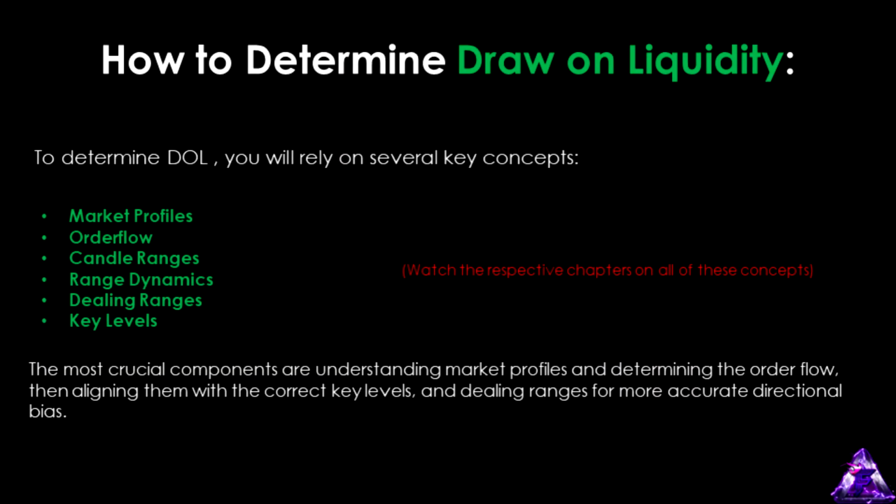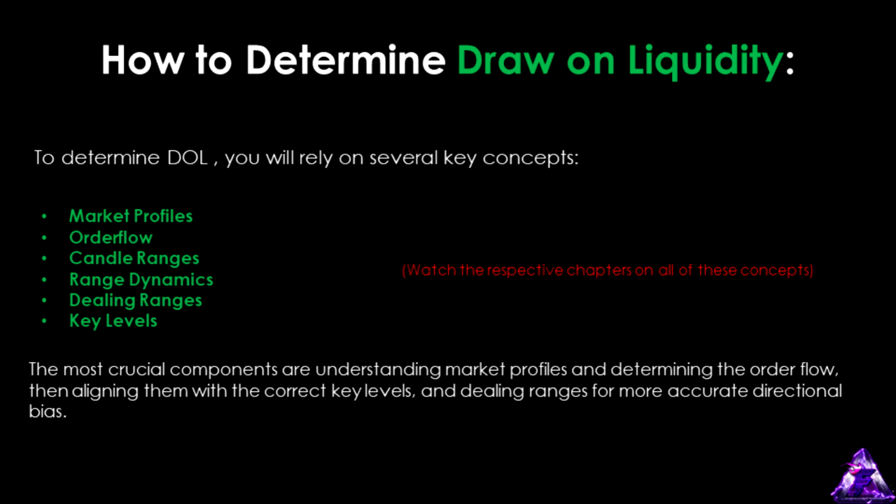Moving on to the next slide, we're going to discuss how to determine draw on liquidity. This is the most important part of the chapter. While we've already covered its intricacies, this section focuses on how to actually determine the different forms and types of liquidity, along with the concepts that assist in the process. Although the process might sound straightforward, there are several details and nuances involved, and you need to be aware of these to make informed decisions. This will help you anticipate and determine both short-term and long-term draw on liquidity.